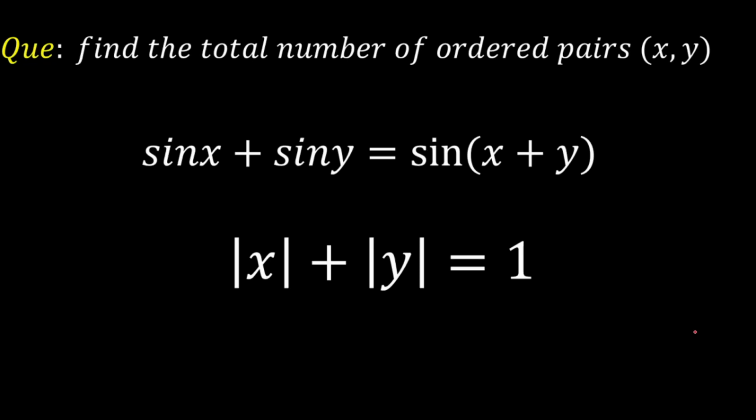Hello everyone. So today we're going to look at a nice problem from trigonometry. The problem is: find the total number of ordered pairs x and y which are satisfying these two equations simultaneously.